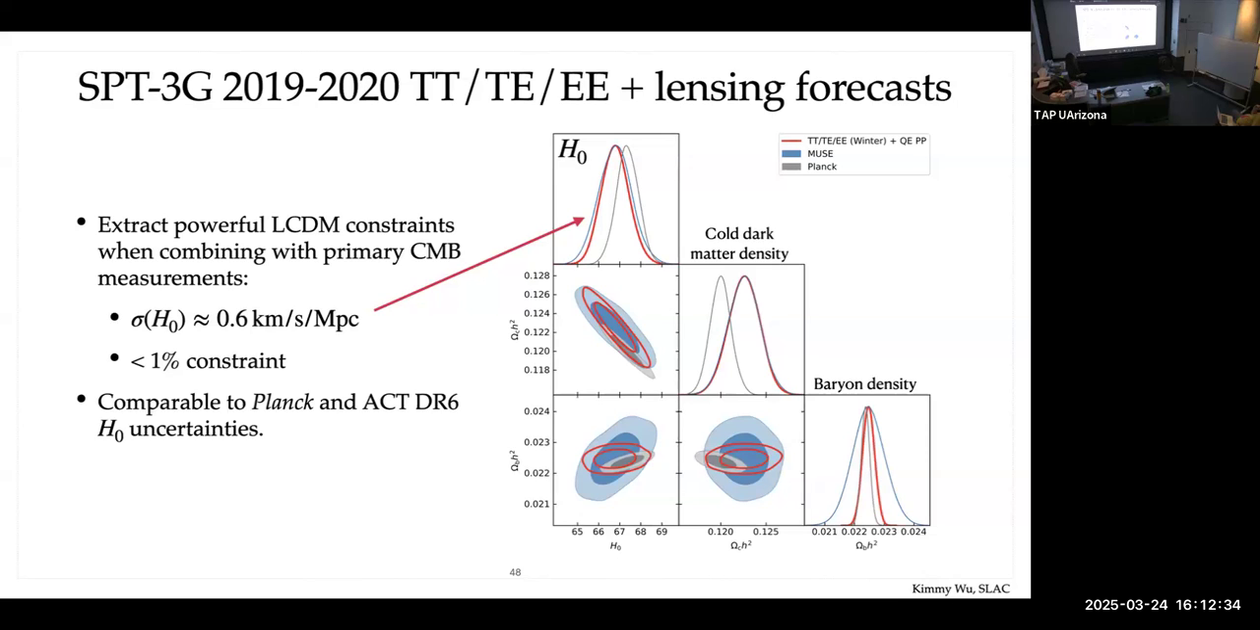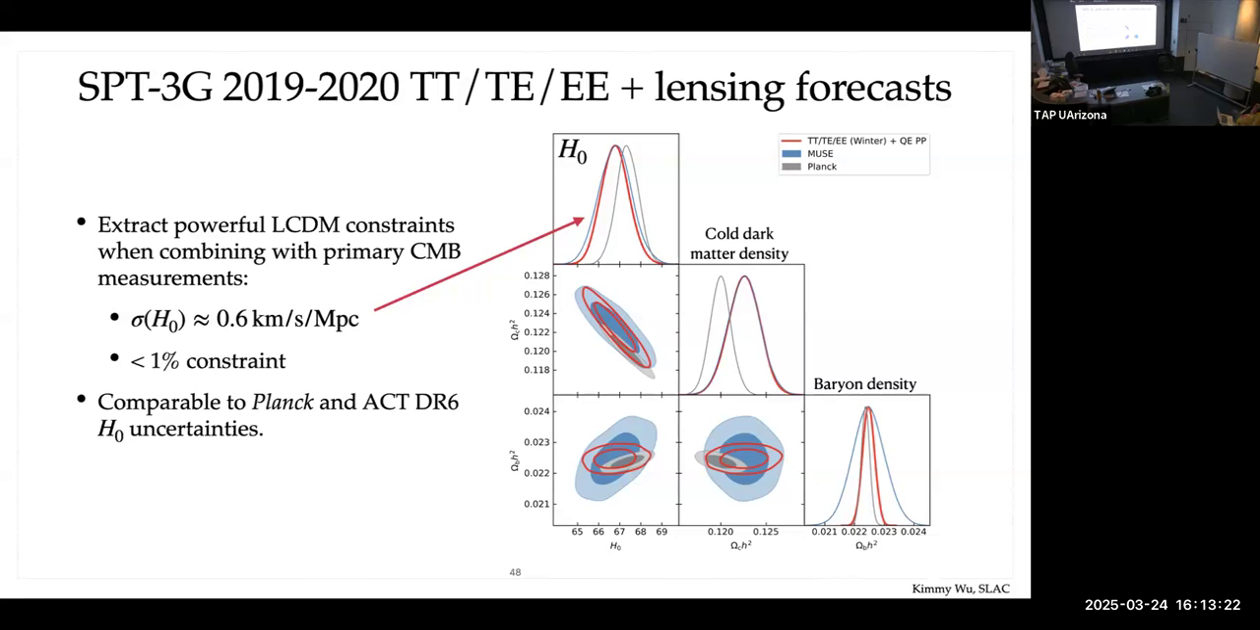I promised a forecast of how well we'll do on some subsets of the lambda CDM parameters when we combine the lensing measurements that I showed in the earlier section of this talk with the TTTEEE primary power spectrum measurements from that same data set. In the points I drew in the previous slide, we just have unlensed EE, but not TT and TE. So including TT and EE, we'll be able to extract powerful lambda CDM constraints, combining both primary CMB and lensing. In particular, the uncertainty on H naught will be about 0.6 kilometers per second per megaparsec, and this is from just CMB data.